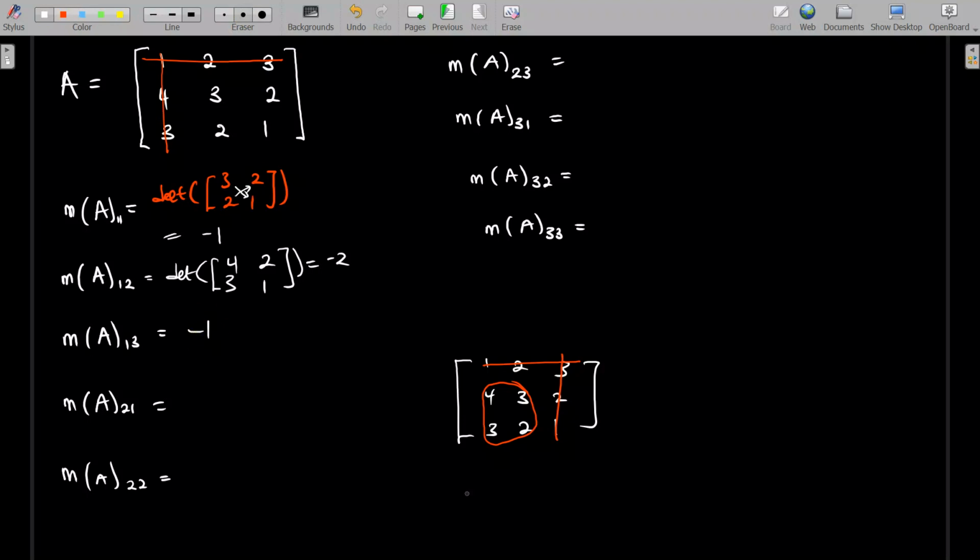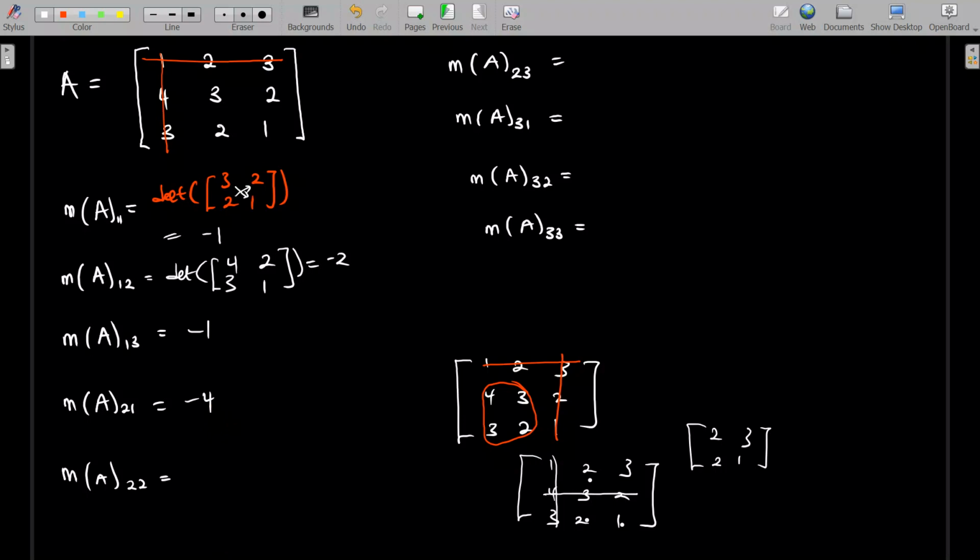Now I'm going to look for the minor 2, 1. Okay, so 2, 1 means I'm still on that same matrix: 4, 3, 2, 3, 2, 1. But here I'm going to go to row 2 and then column 1. So I cancel all these elements, and the matrix that will be left has entries 2, 3, 2, 1. I find the determinant of this, and that is going to be 2 minus 6, which is negative 4, right? So I have negative 4 here.